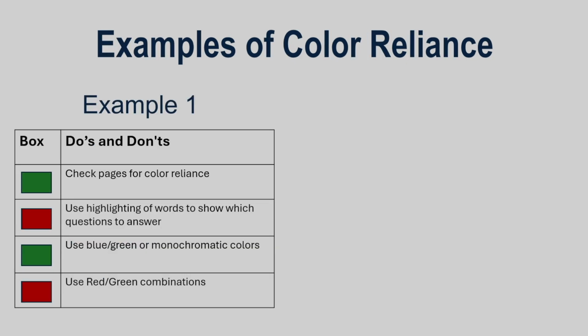Here's an example of color reliance. In this table, we have a column for boxes with green or red, as well as do's and don'ts in the second column. In the first column, we have a green box next to check pages for color reliance, and then a red box next to use highlighting of words to show which questions to answer. On this table, if there was somebody who could not see the colors, they would not know whether it was a do or a don't.